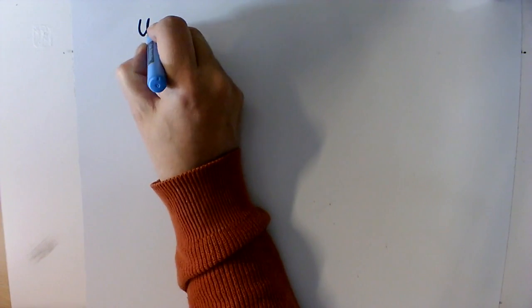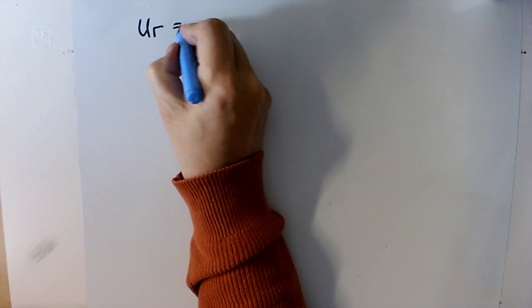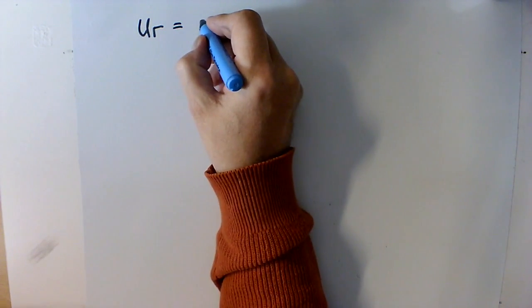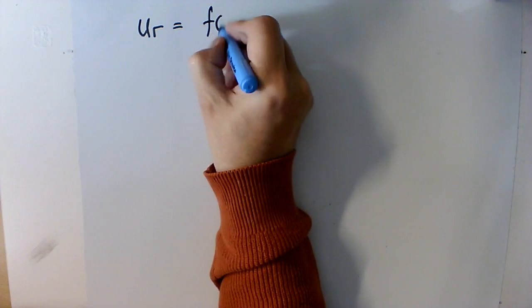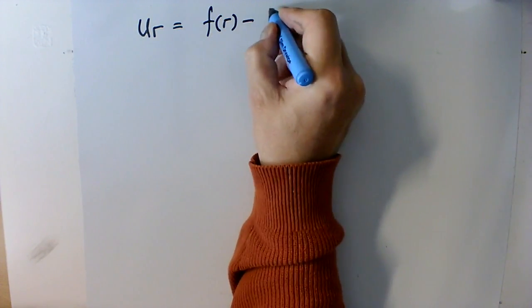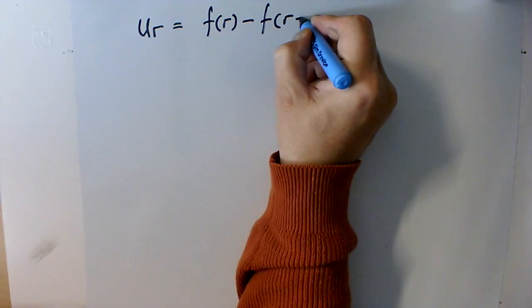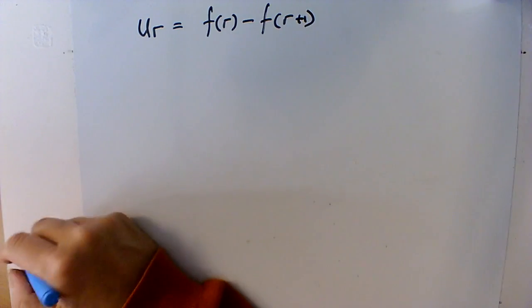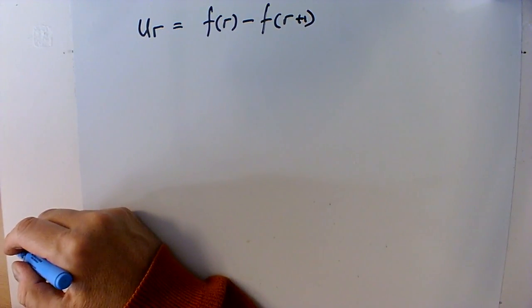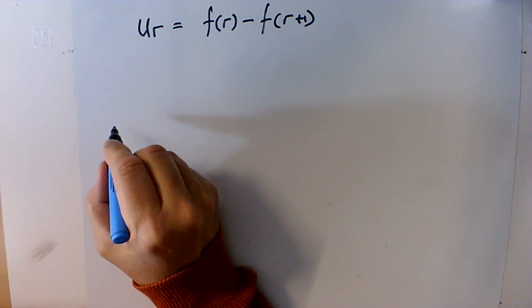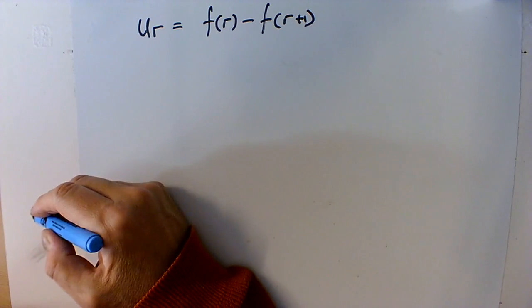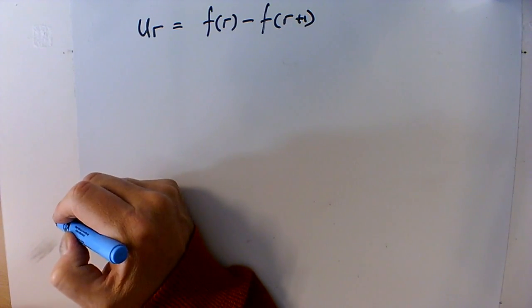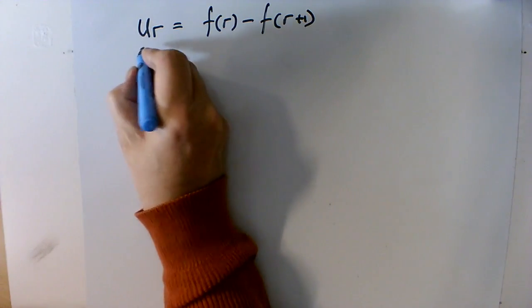Let's assume we can rewrite a function u of r as f of r minus f of r plus 1. Don't worry too much at the moment about how we get things into this form. We'll deal with that later. Let's just look right now at how useful it could be.